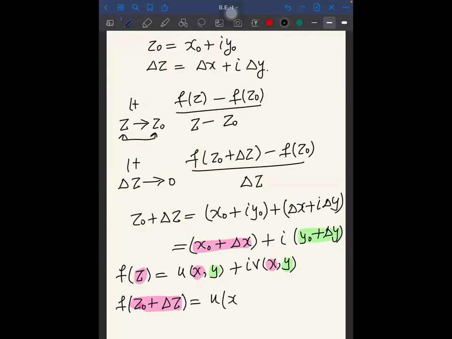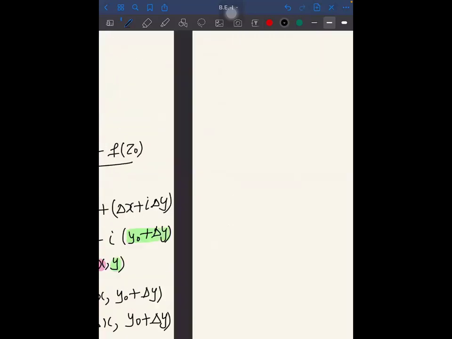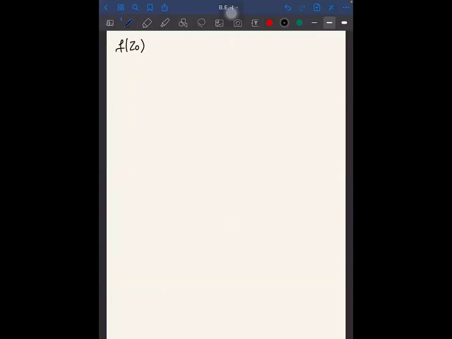u of x naught plus delta x, y naught plus delta y, plus iota v. In place of x, we're going to write x naught plus delta x, and in place of y, we're going to write y naught plus delta y. So that will be the value of f of z naught plus delta z, right? Now I want to calculate f of z naught. Again, u of the real part, imaginary part, plus iota v of the real part and imaginary part.